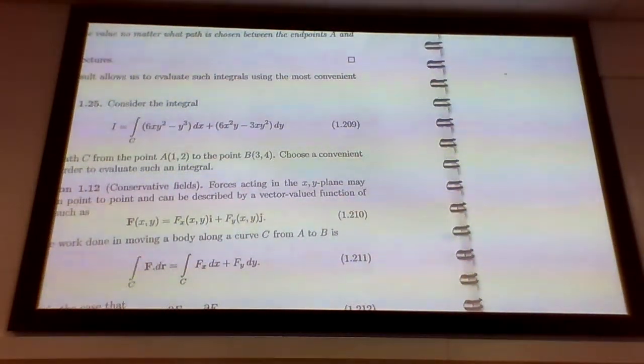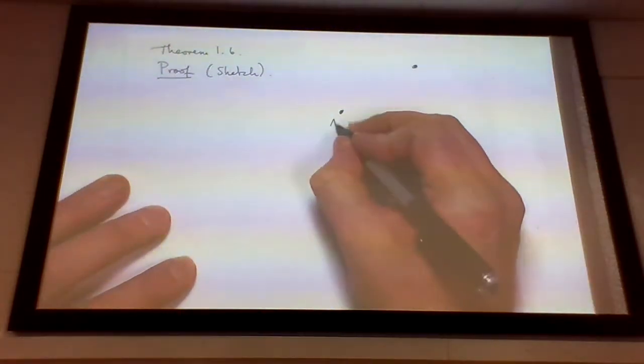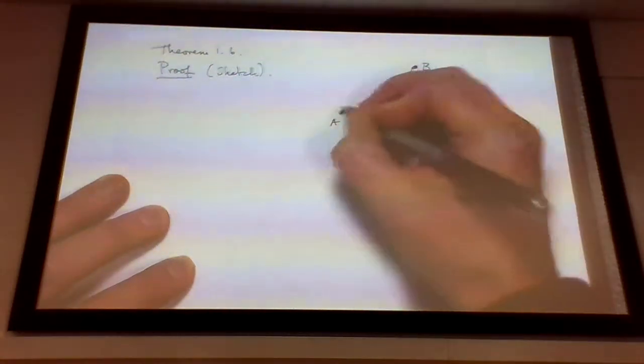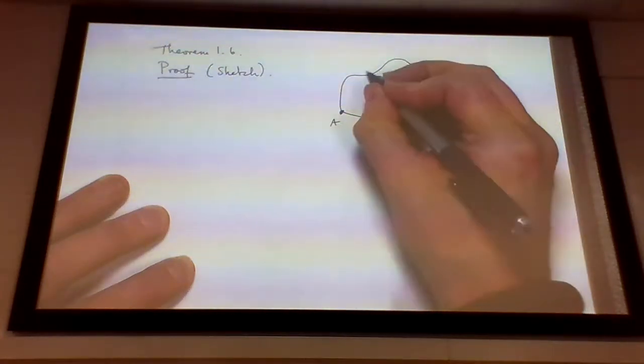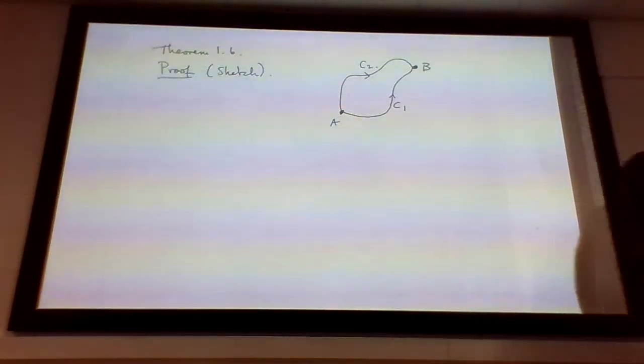So let's have a look at this. We'll give a sketch of the proof, a sketch of the main idea. So here are our 2 points, A and B. Here's one curve between them, C1, here's another curve, C2. So you might have 2 curves like this.